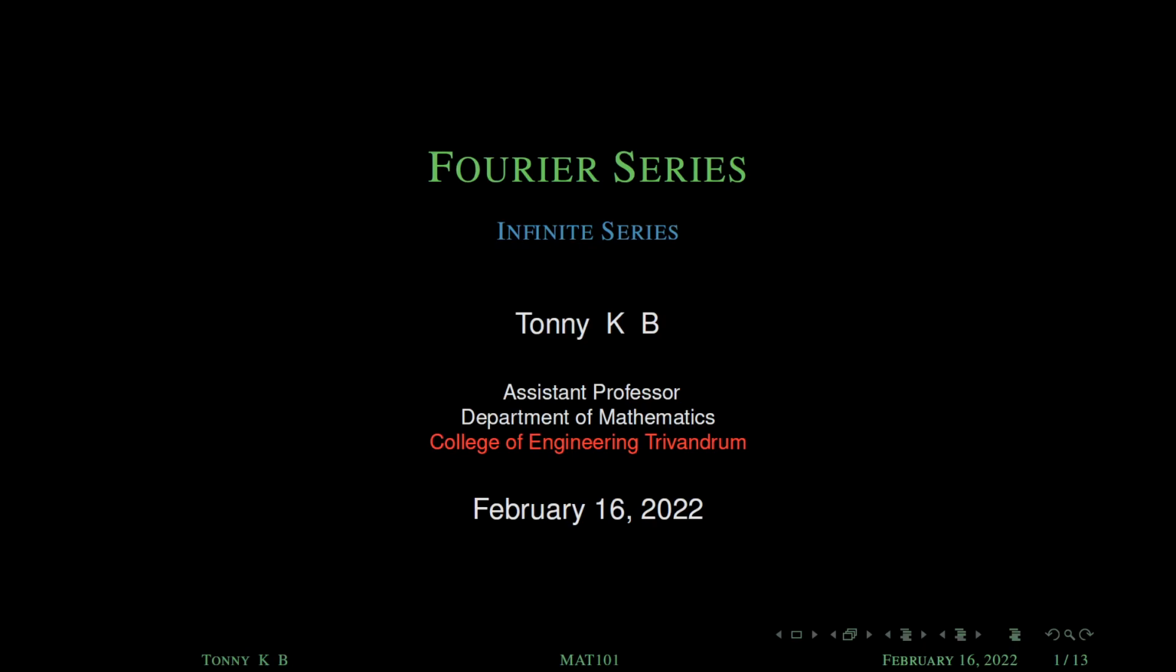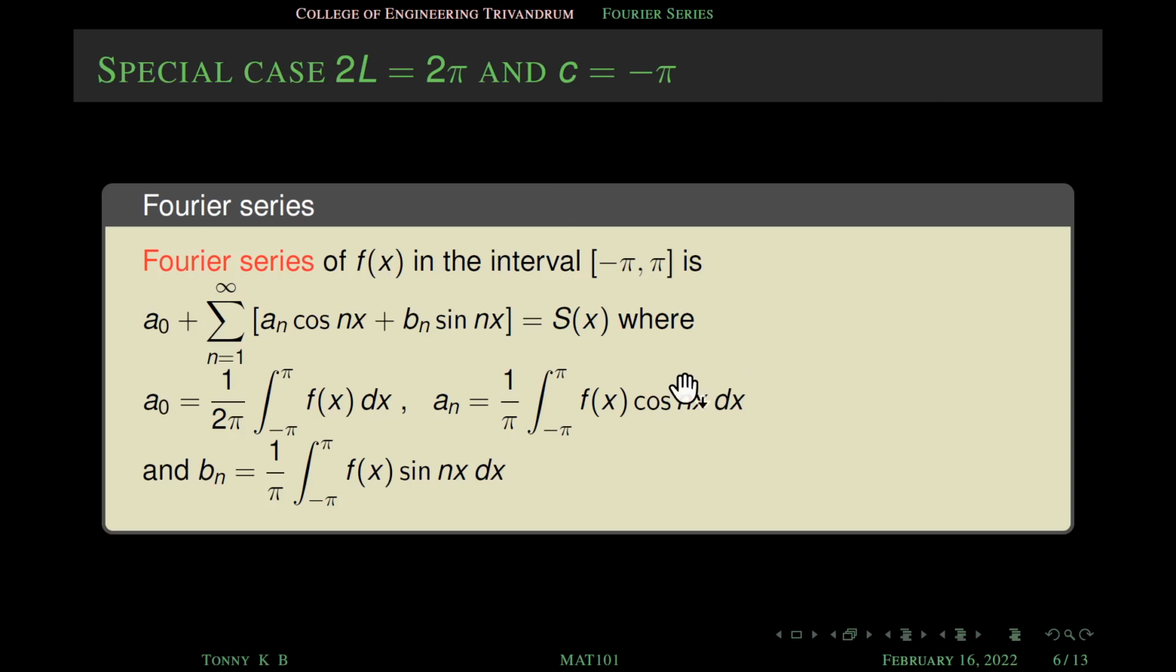Okay, in last class we have seen what is a Fourier series and this special case, that is 2L equal to 2 pi and c equal to minus pi. That means a periodic function f of x is defined in the interval minus pi to plus pi. Then its Fourier series is like this, and we can evaluate a naught and an and bn using these formulas. In this session we will discuss two more problems related to these type of Fourier series.